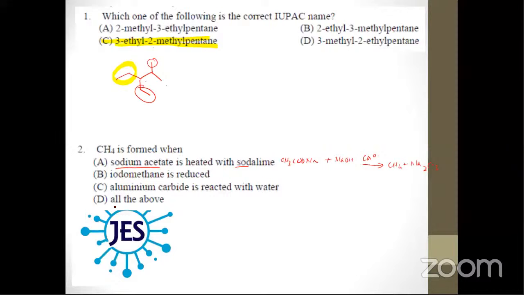But all the above options are given, so you should be careful. Okay? You should check the other options as well. Sodium acetate, we proved it. Iodomethane is reduced. See, this is iodomethane. Reduction means what? Removal of non-metal, addition of hydrogen. So iodomethane reduced to methane is correct. So statement 2 is correct.